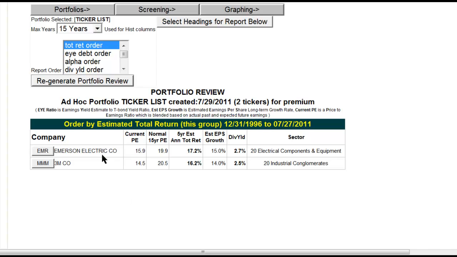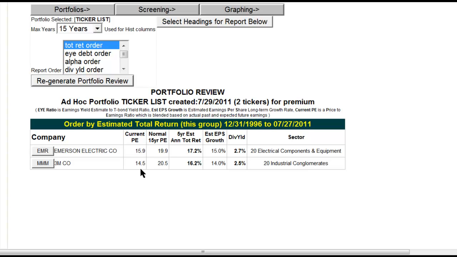So to summarize these two examples, Emerson Electric has a current PE of 15.9. Its normal PE has been closer to 20. Its estimated total annual return is 17.2% per annum, based on a consensus of 15% EPS earnings growth. It offers a 2.7% dividend yield at today's value.